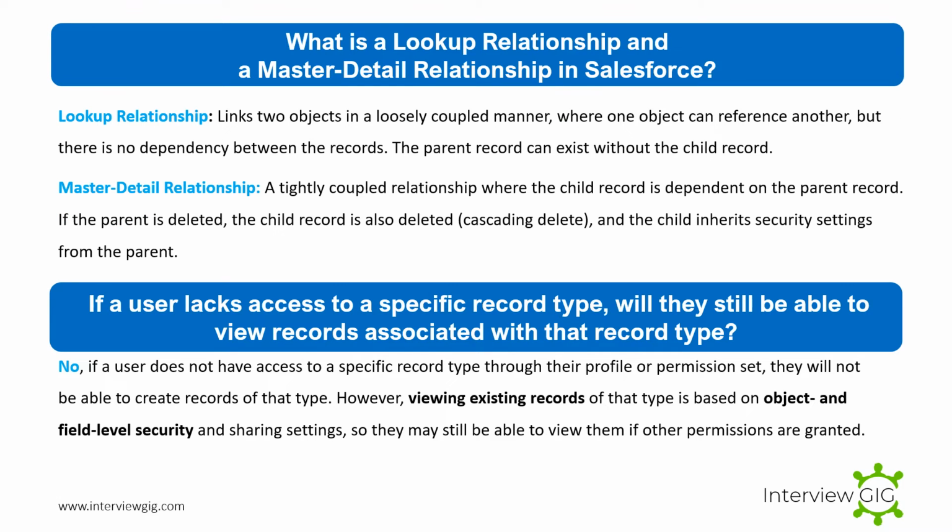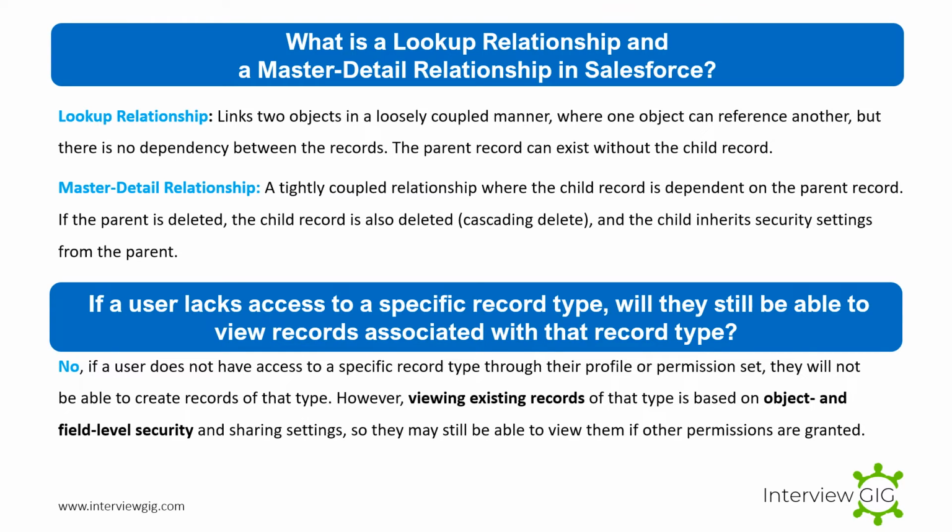What is a lookup relationship and a master-detail relationship in Salesforce? Lookup relationship links 2 objects in a loosely coupled manner, where one object can reference another, but there is no dependency between the records. The parent record can exist without the child record. Master-detail relationship: a tightly coupled relationship where the child record is dependent on the parent record. If the parent is deleted, the child record is also deleted, a cascading delete, and the child inherits security settings from the parent.